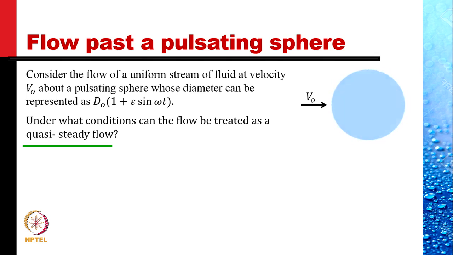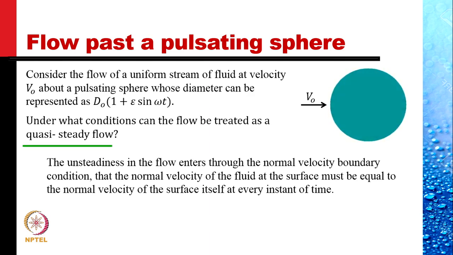A quasi-steady flow would mean that at any given instant, the flow would behave like a steady flow. That is, we could neglect the inertia forces. But the flow is not really steady. It is changing with time, because at any given time, it must accommodate the boundary conditions. That is, the normal flow at the surface of the sphere is equal to the velocity of the surface. The unsteadiness in the flow enters through the normal velocity boundary condition: the normal velocity of the fluid at the surface must be equal to the normal velocity of the surface itself at every instant of time.